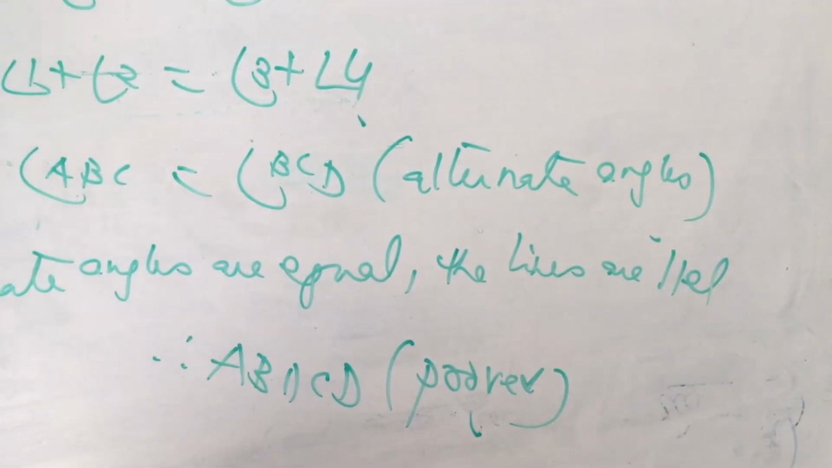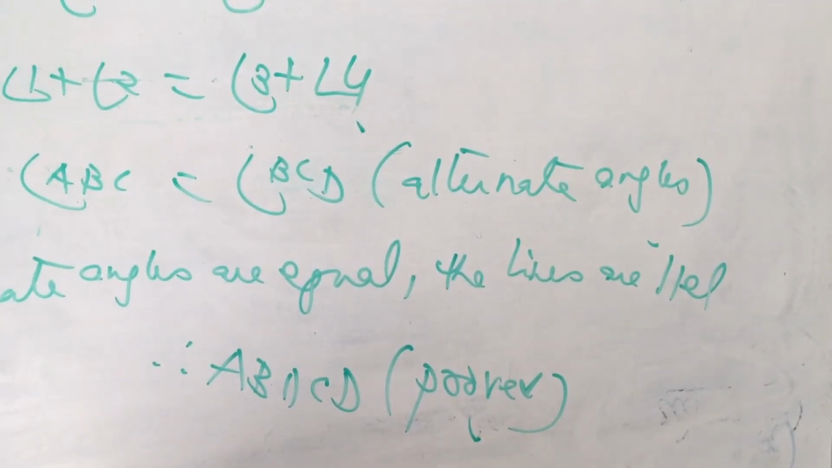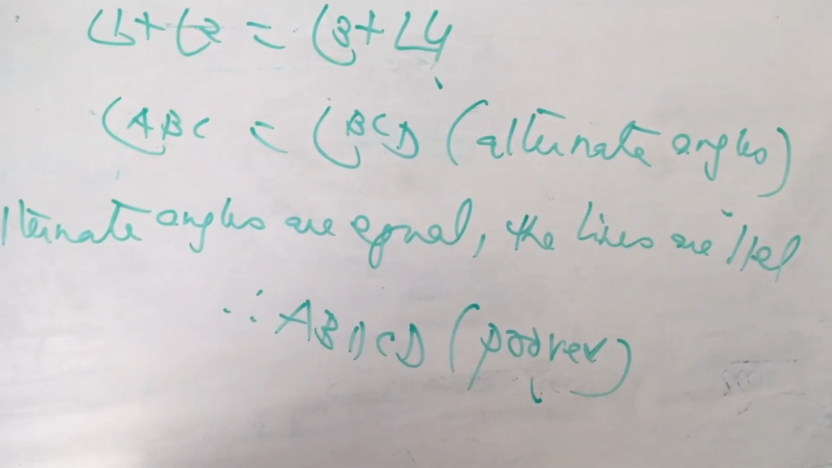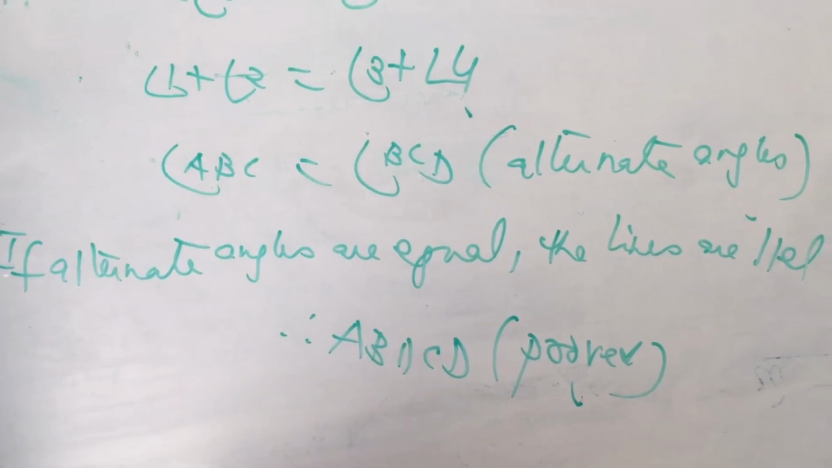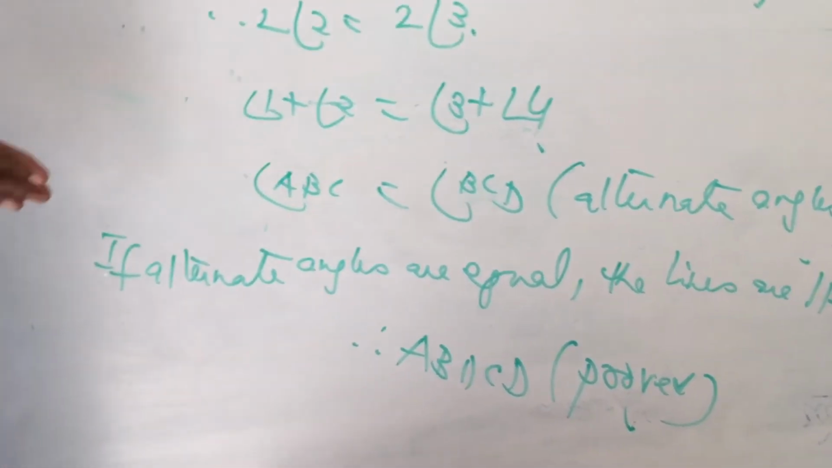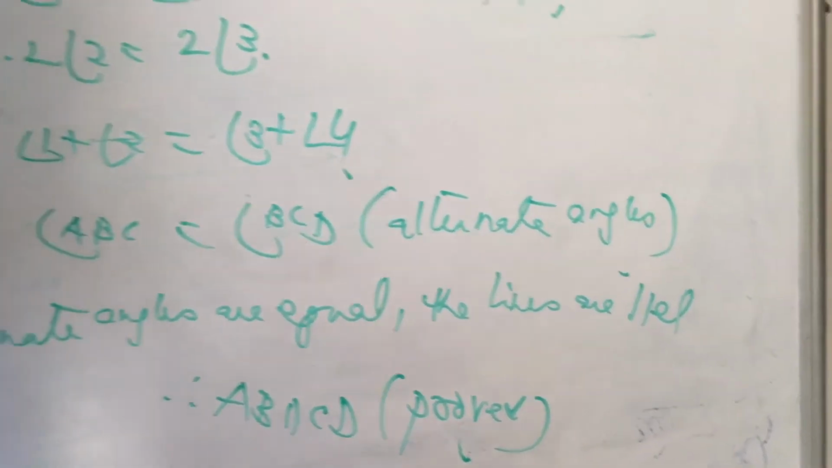According to the properties of parallel lines, if two lines are cut by another line such that the alternate angles are equal, the lines are said to be parallel. Therefore, AB parallel to CD, and proved.